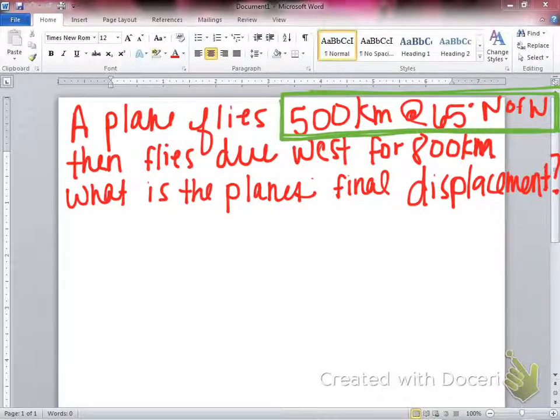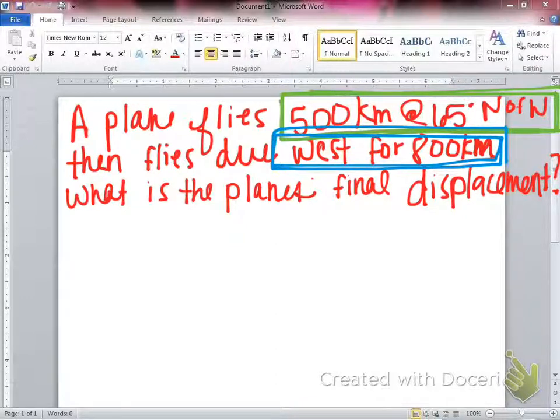And our second vector we'll do in blue. Where's our second vector? What's our second vector? Perfect. 800 kilometers straight west.